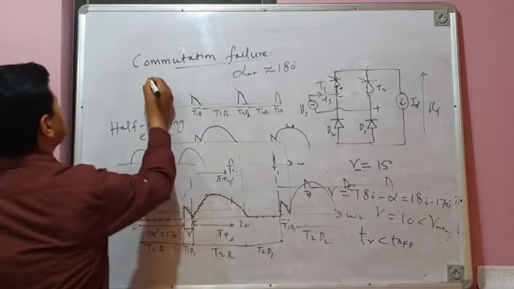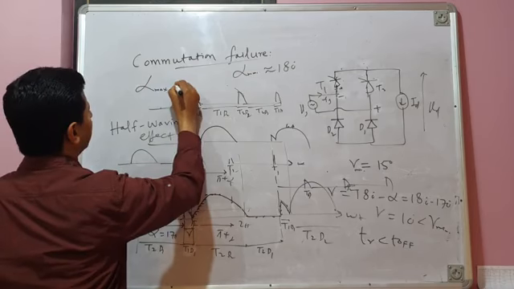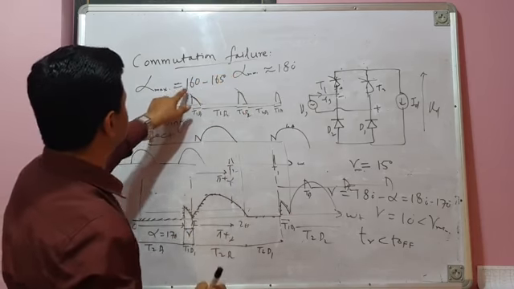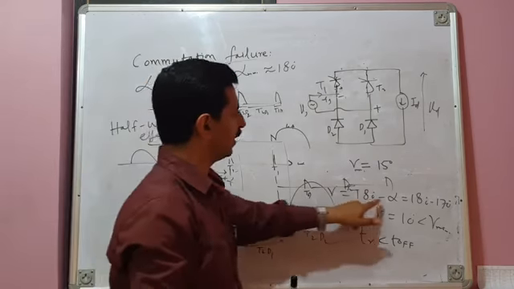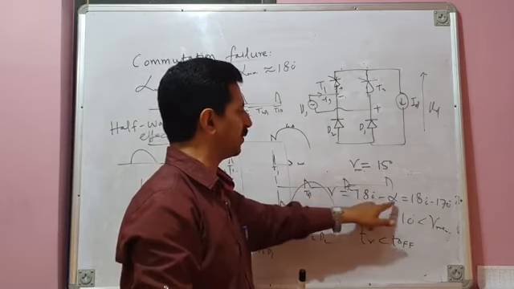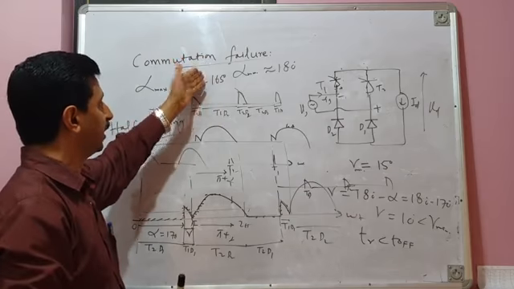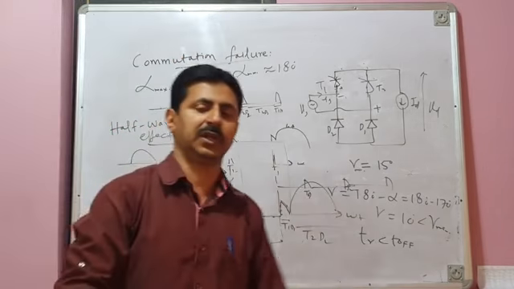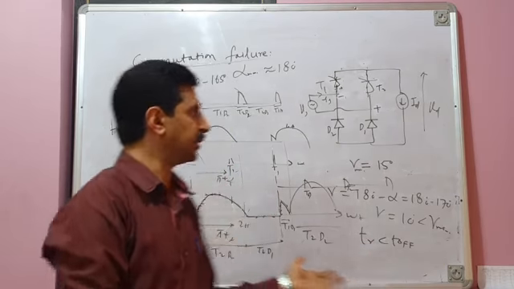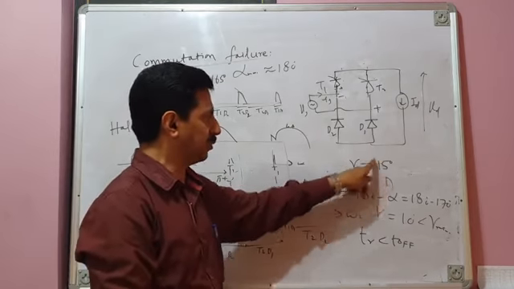So therefore alpha max, as maximum delay angle, has to be around 160 to 165 degrees. If alpha max is 160, what is gamma? Gamma is 180 minus 160, 20 degrees. And if your alpha max is 165, your gamma is 180 minus 165, 15 degrees, which is your threshold. But if your alpha max is say 170 degrees, greater than 165 degrees, then commutation failure will occur. So therefore the maximum value of delay angle of the converter cannot be more than 165 degrees, because gamma min, the minimum extinction angle, has to be 15 degrees.